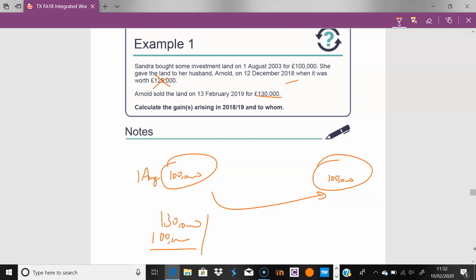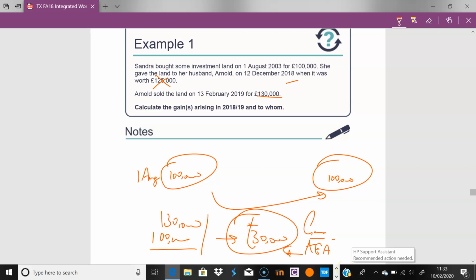So what we now have is this minus this gives us a 30,000 pound gain. And of course, he can take away his own annual exemption allowance from this, and then whatever is left is taxable. And that's kind of the key point. It's transferred at nil gain, nil loss. So the cost remains the same at 100,000. And to whom? It is, of course, to the husband. He has to pay.